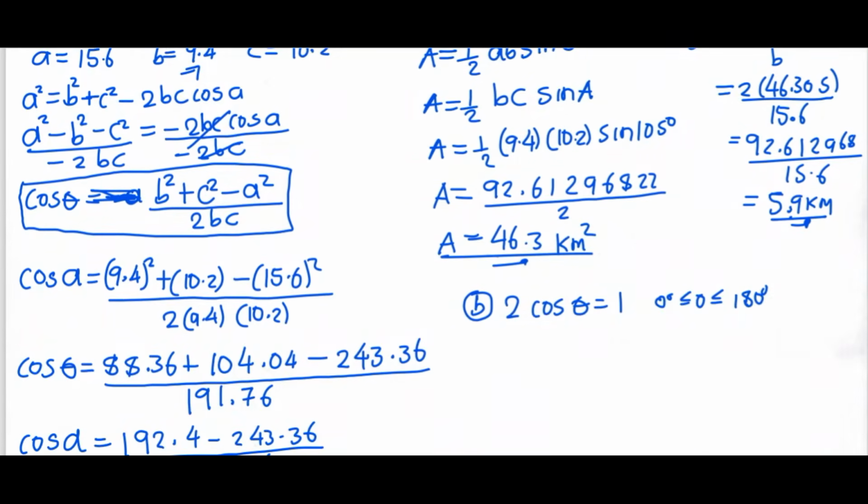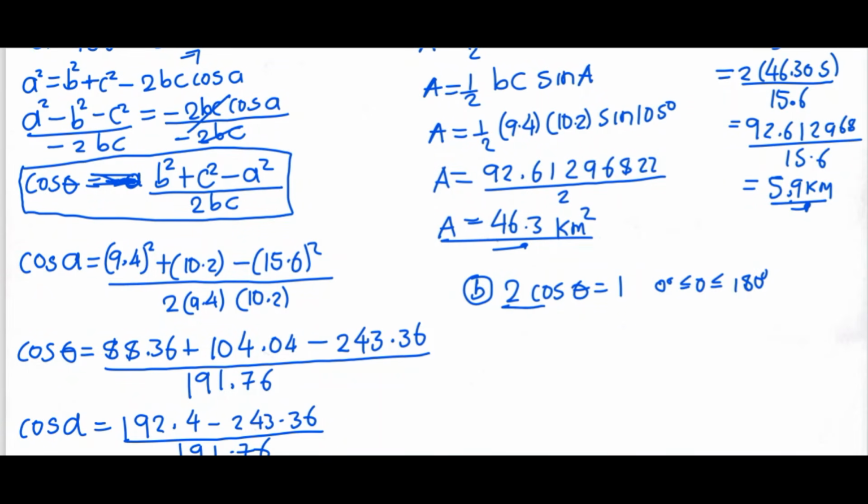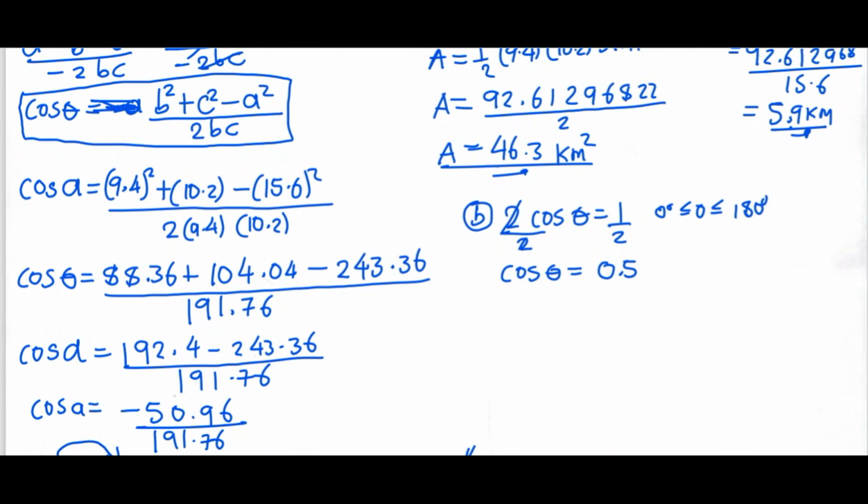Now for this one, the first thing, we need to get rid of the number in front of the trig ratio. Then we'll divide by 2 here by 2. So we have cos theta is equal to 0.5. Now since this number is a positive one, we want where cos is positive. So cos is positive in the first quadrant and the fourth quadrant. Now since the range is from 0 up to 180, we are only going to find just one angle.